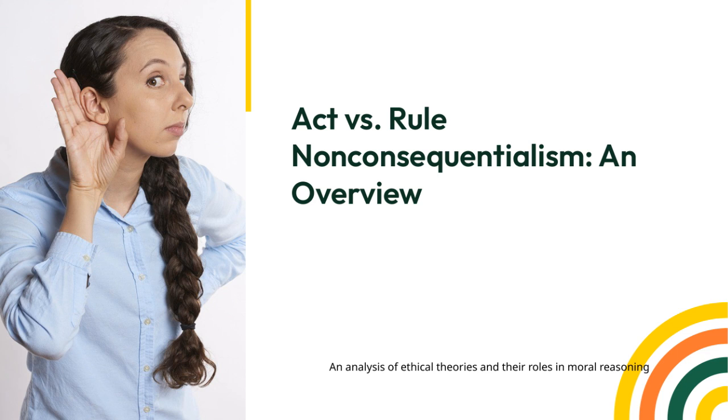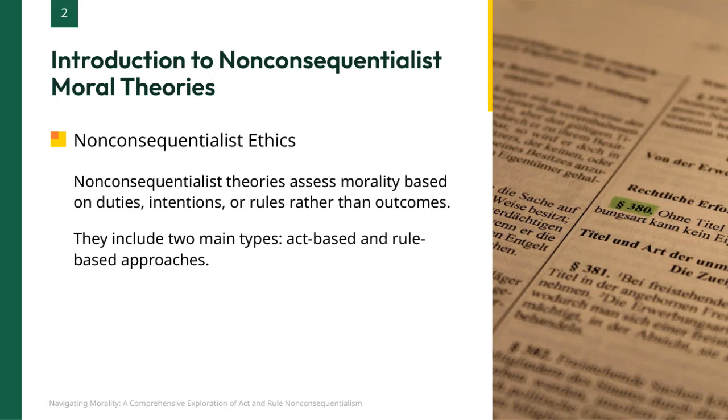Let's get started. Here, we explore non-consequentialist ethics, which is a way of judging morality differently from approaches that focus solely on outcomes. Instead of looking at the results of an action, these theories emphasize the importance of duties, intentions, or adherence to certain rules. Within this framework, there are two primary types: act-based and rule-based non-consequentialism. Act-based approaches evaluate each individual action on its own merits, while rule-based approaches consider whether the action aligns with a set of moral rules or principles. This perspective helps us understand morality as something grounded in principles and intentions, rather than just consequences.